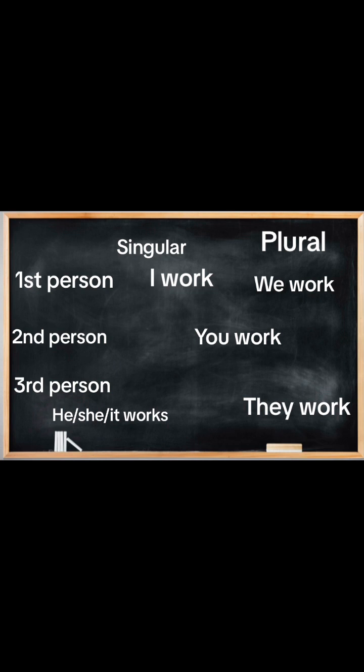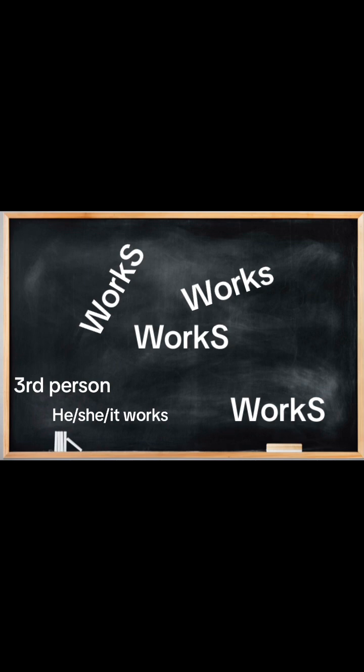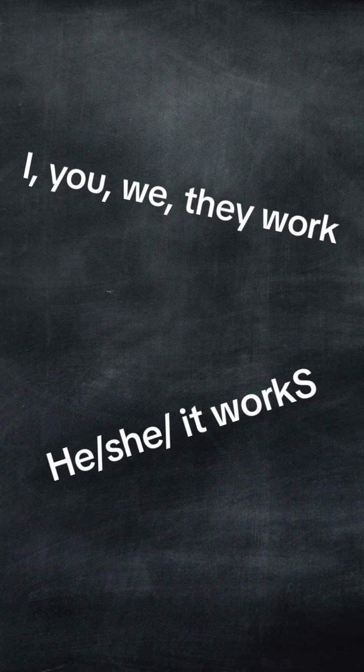So we can see that we don't conjugate very much in English. We conjugate so little that people tend to forget the S with he, she, it. So I'm going to highlight it. To make it even easier, we could say I, you, we, they work. He, she, it works.